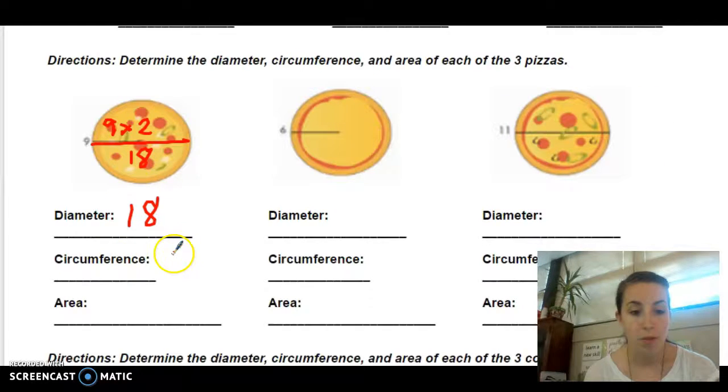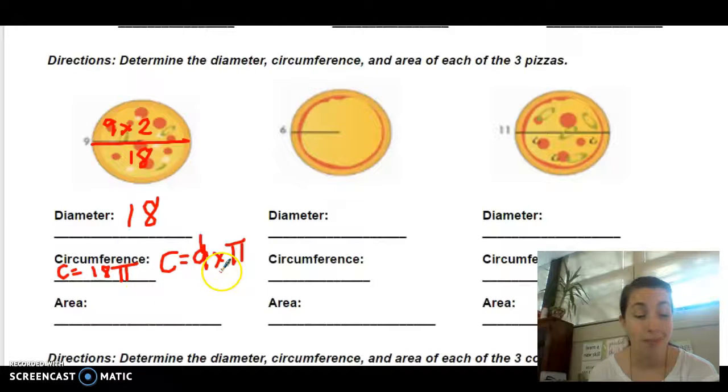The circumference, remember your circumference formula is the circumference is equal to your diameter times pi. And on this one, you can leave it in terms of pi if you want. So for circumference, your diameter in this one is 18. So you would say C equals 18 pi.